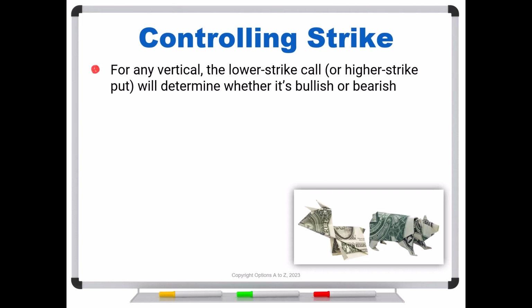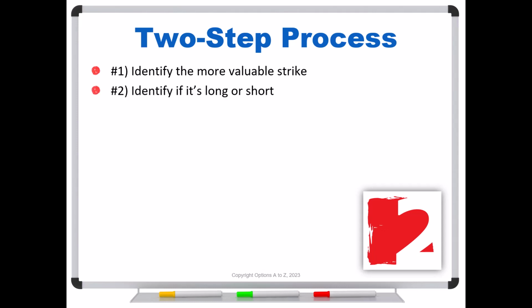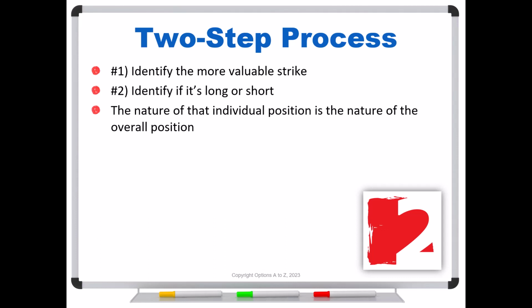So to understand whether it's bullish or bearish, it's really a two-step process. It's really just that simple. Step number one is to identify the more valuable strike in your vertical spread. And then step number two, identify if it's long or short. And the nature of that individual position, the more valuable strike, is the nature of the overall position. All right, so that sounds a little confusing, so let's take a look at a couple of examples.